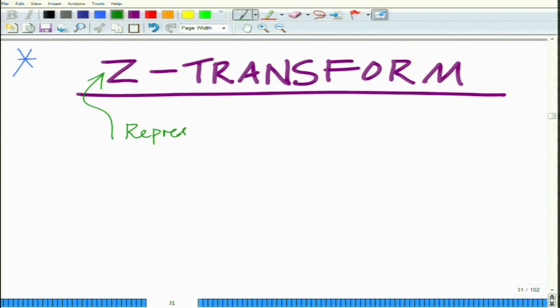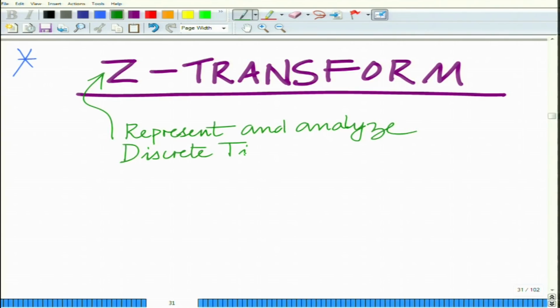So we have seen the Laplace transform, which is for analyzing continuous time signals and systems. So this is to represent and analyze discrete time signals and systems.